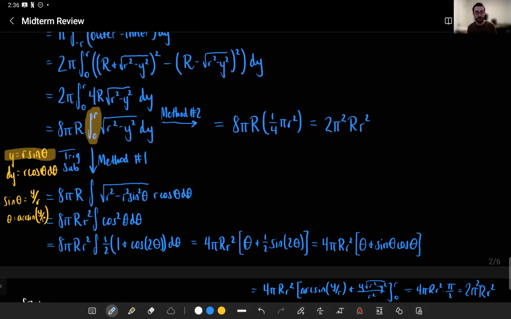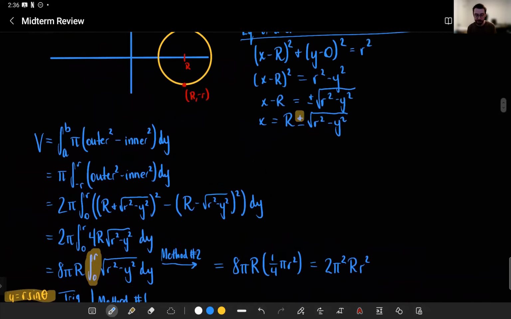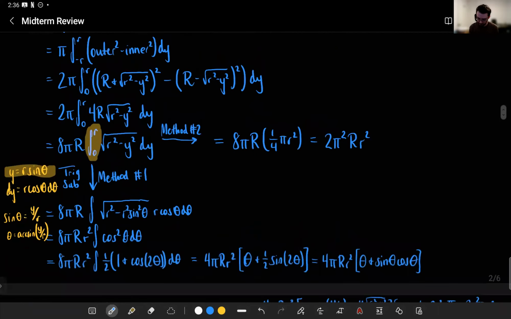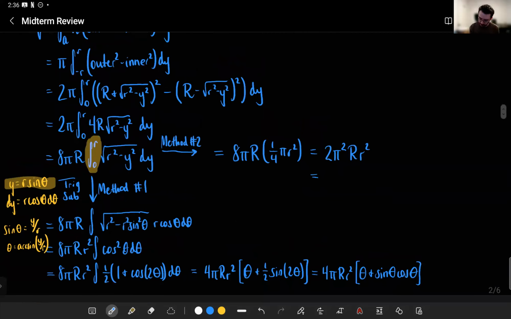But there's a third way to realize what this is, okay? How could we have skipped all of this integration to begin with? Well, here's the kicker. This could be rewritten as 2 pi capital R times pi little r squared. Maybe some of you saw that already. If you did, kudos. What you should recognize here is this is the circumference of a circle with radius capital R. This is the area of a circle with radius little r.